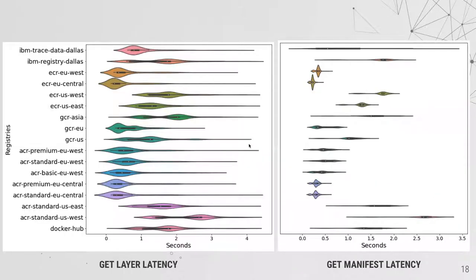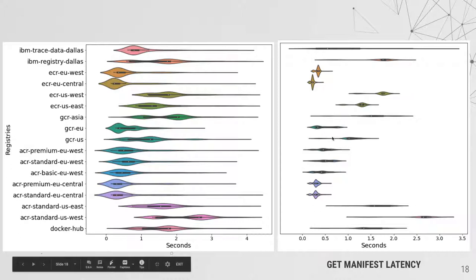These are the GET layer latency and GET manifest latency. Here you can see all the registries that we tested. And we can see that, of course, there is a larger performance variability for the layer GETs because of the much larger variability in file sizes, but we also observed some differences in variability for the GET manifest latency, for example.